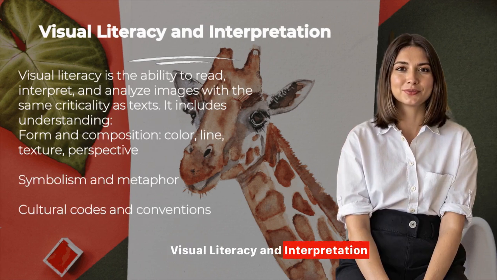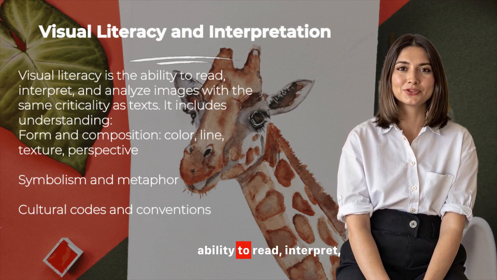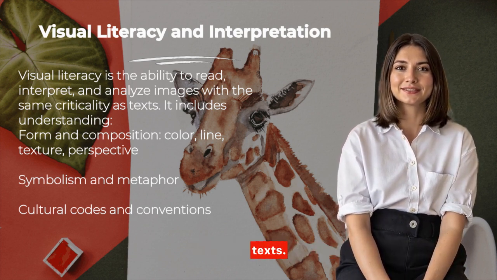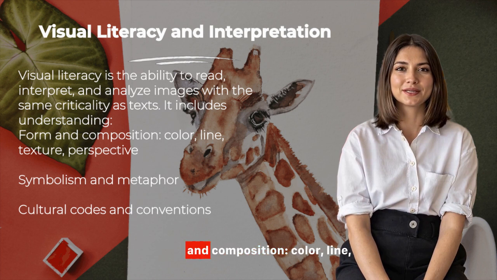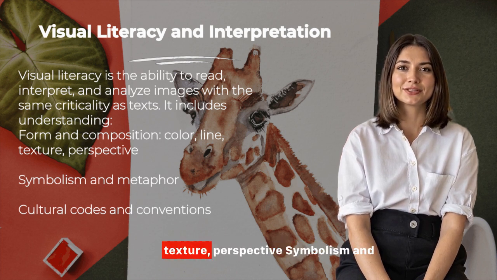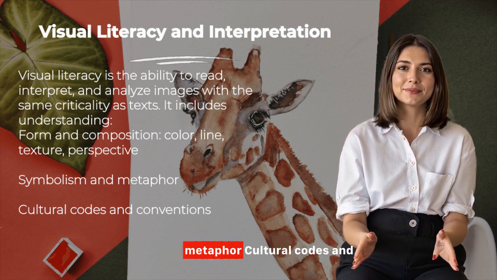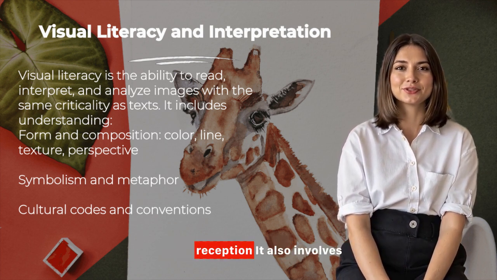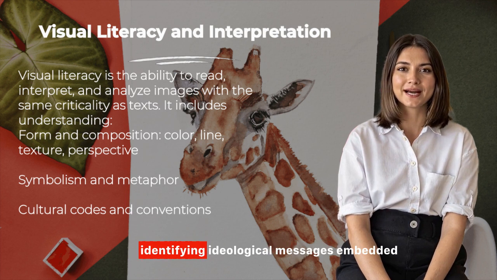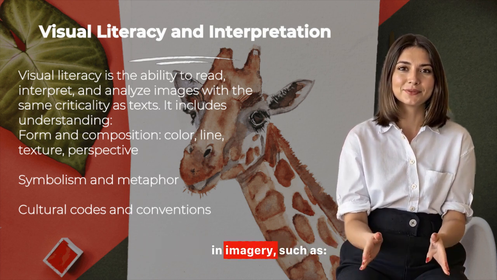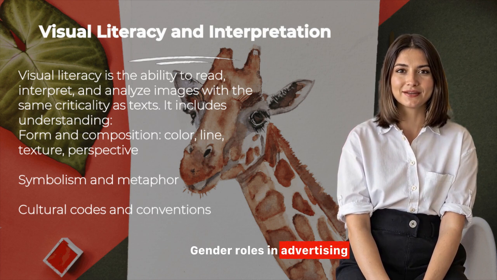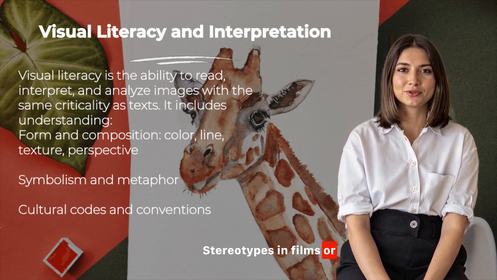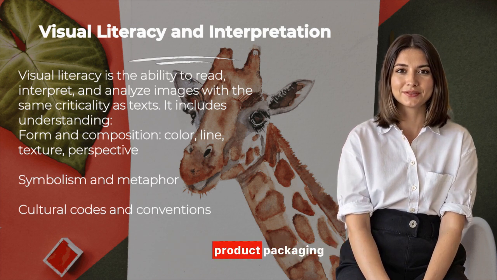Visual literacy and interpretation. Visual literacy is the ability to read, interpret, and analyze images with the same criticality as texts. It includes understanding form and composition, color, line, texture, perspective, symbolism and metaphor, cultural codes and conventions, context and audience reception. It also involves identifying ideological messages embedded in imagery such as gender roles in advertising, national identity in propaganda, stereotypes in films or cartoons, consumer appeals in product packaging.